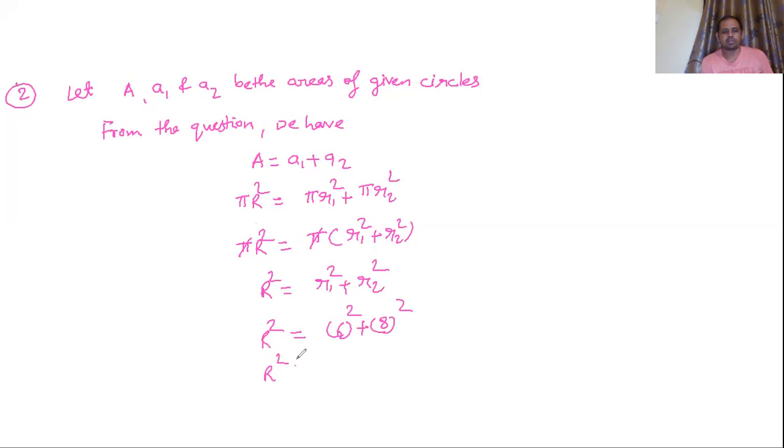Therefore, r square is nothing but 6 squared, 36, plus 8 squared, 64. Therefore, r is nothing but the square root of 100, and therefore r is 10 centimeter. Therefore, the radius of that circle is 10 centimeter. Hope it is clear to everyone. Now, moving to the next question.